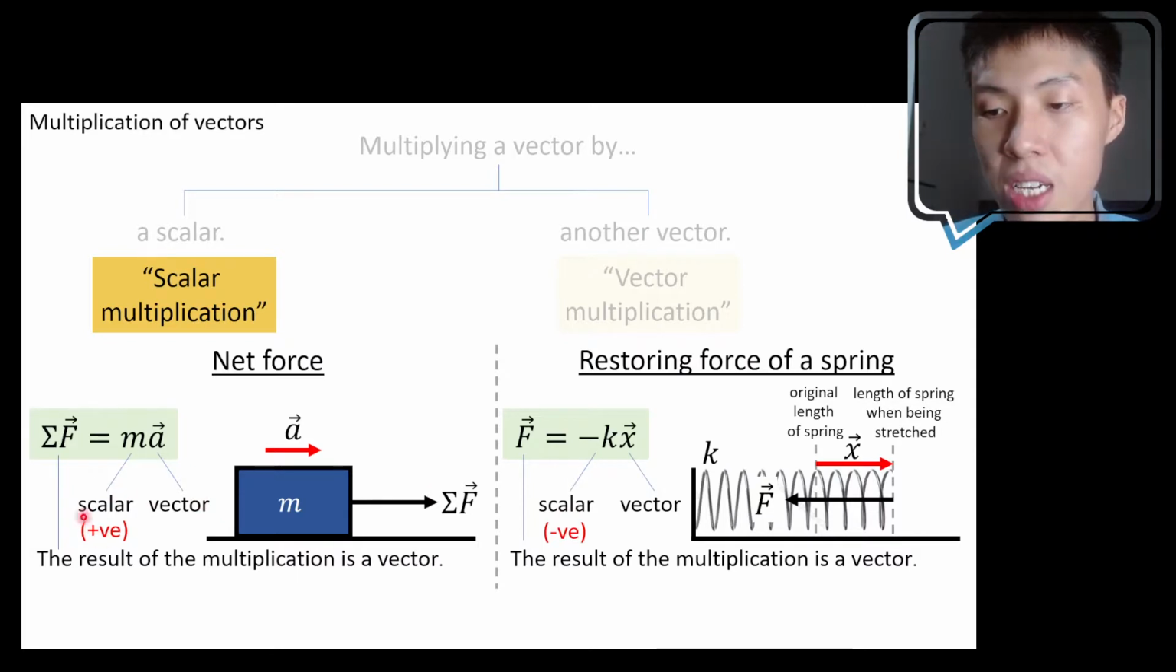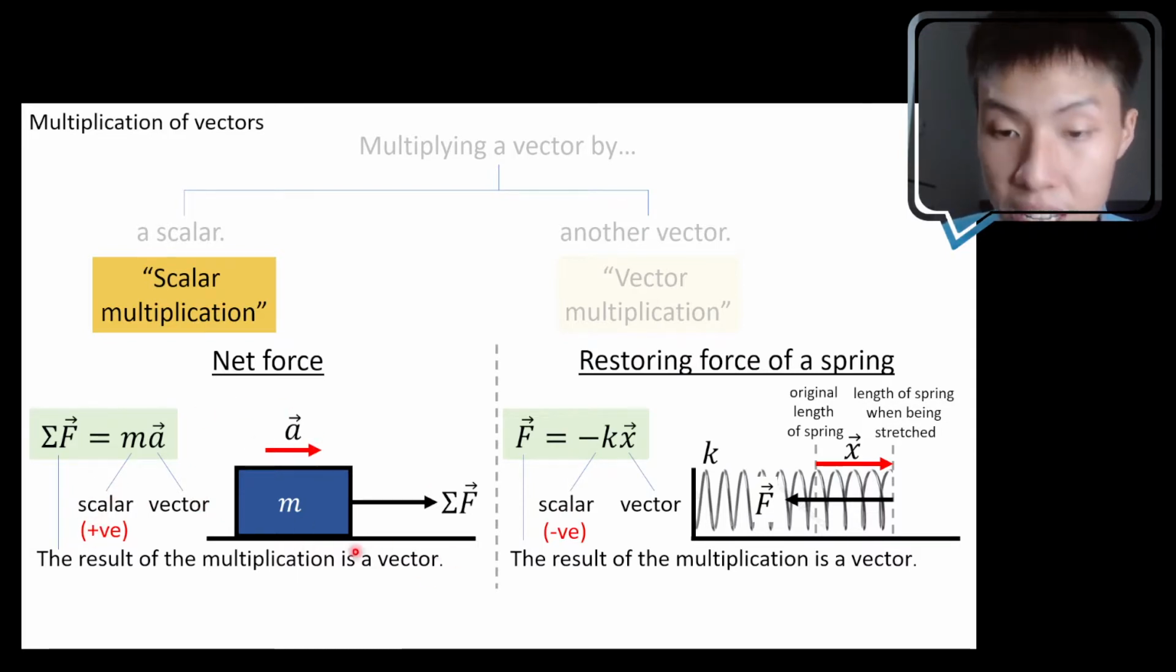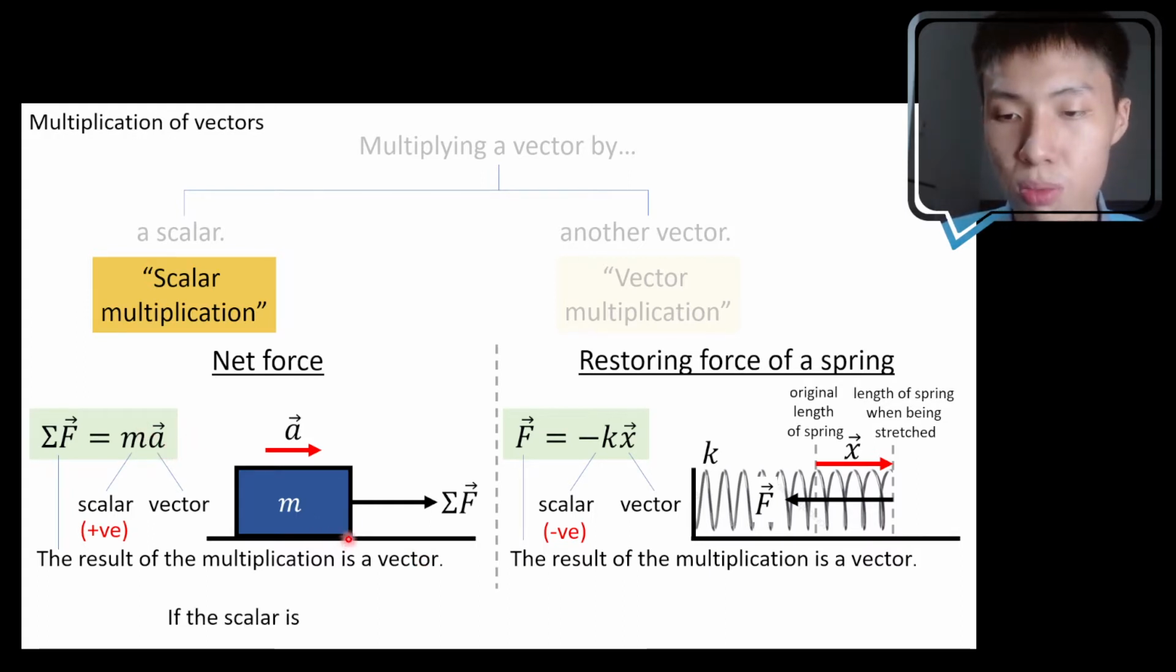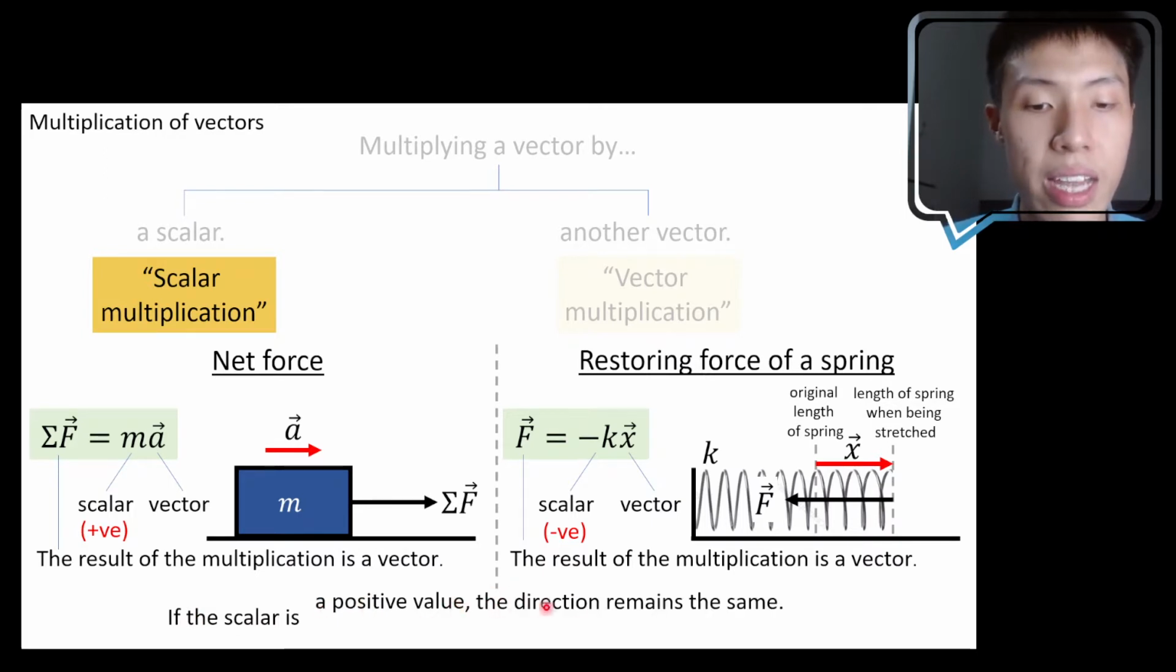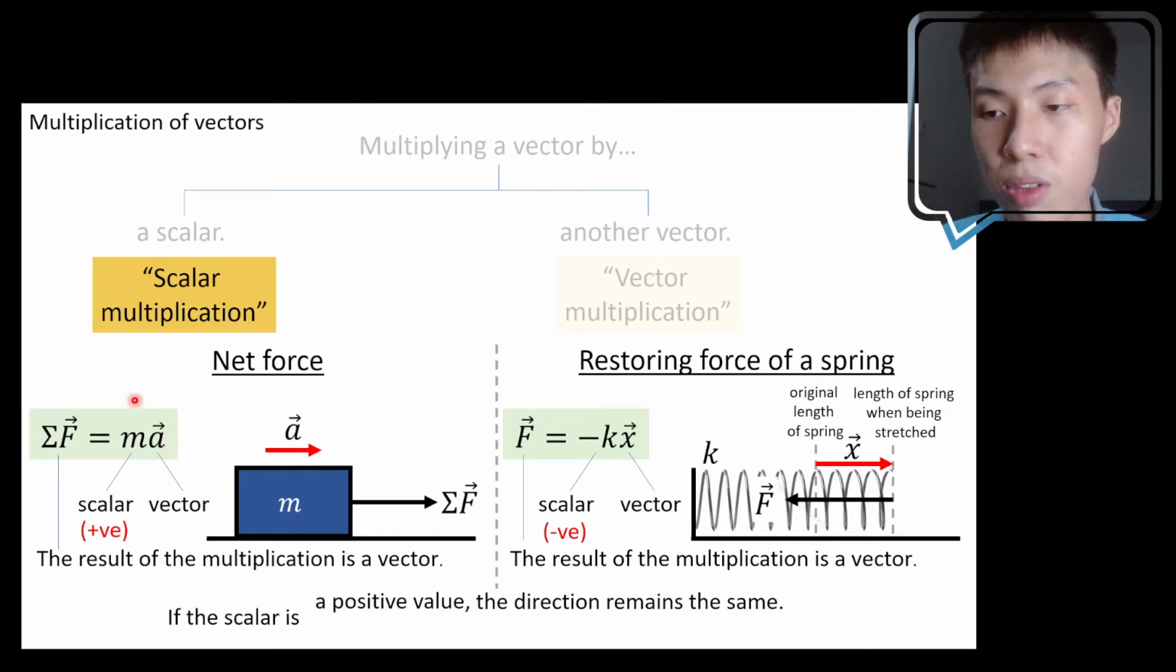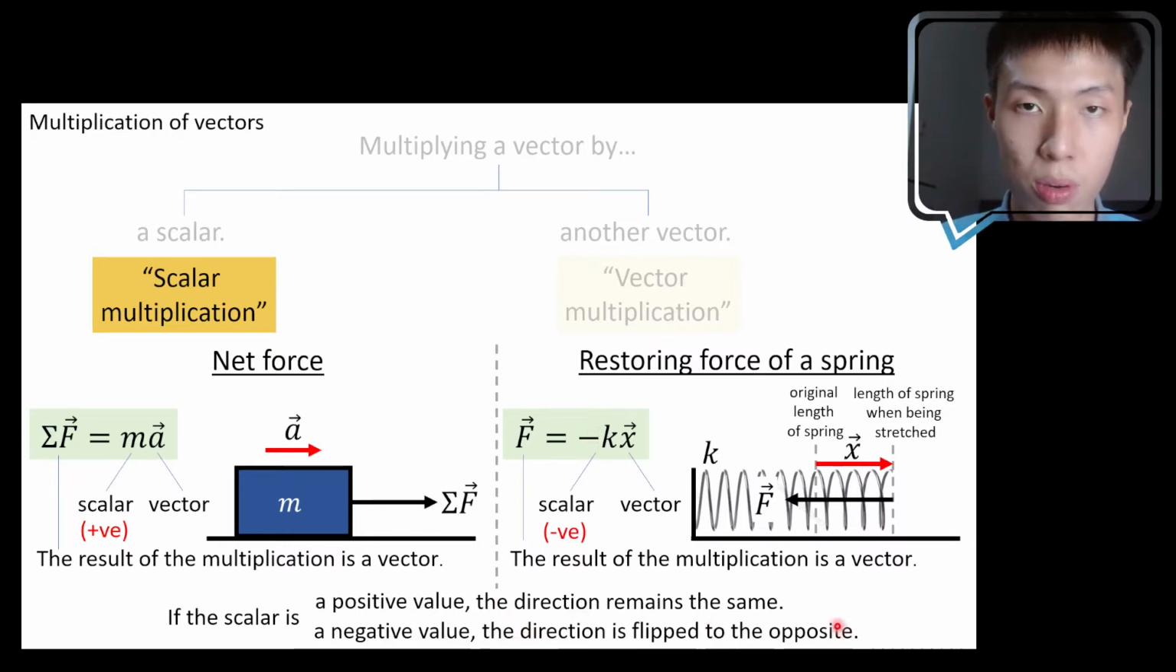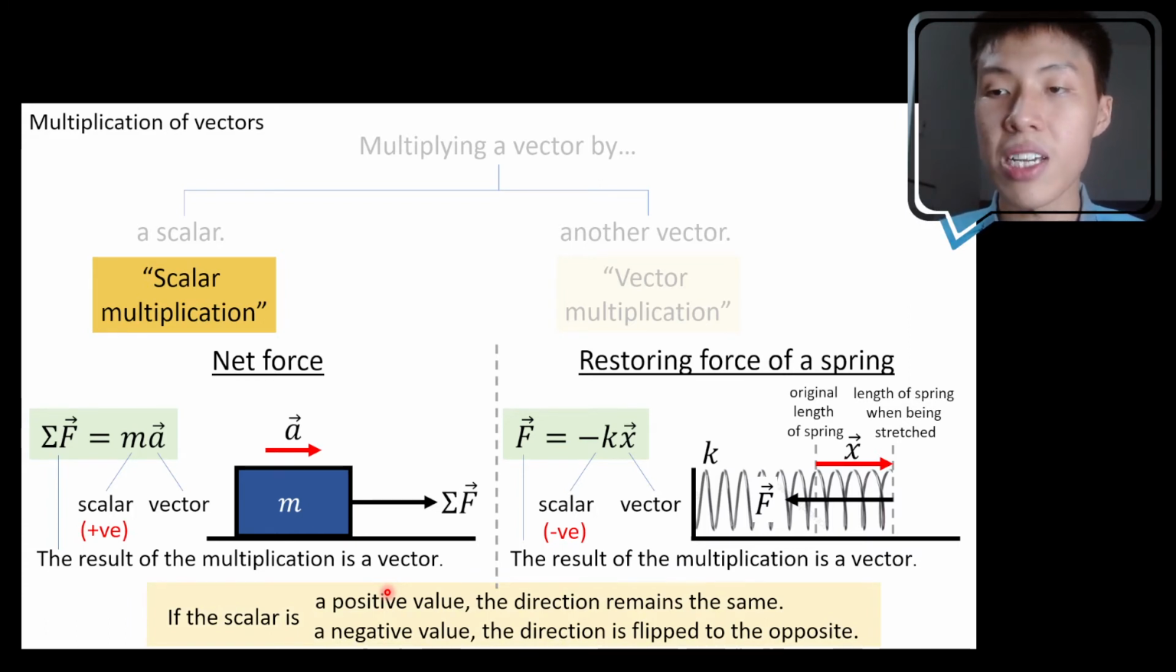So you can see here, if our scalar is positive, the result of the scalar multiplication has the same direction as the initial vector. The conclusion is, if the scalar is a positive value, the direction remains the same. Initially it's pointing to the right, and after multiplication, it's also pointing to the right. If it's a negative value, like this negative k here, then the direction is flipped to the opposite. Initially x is to the right, but after this scalar multiplication, the result will be pointing in the opposite direction, which is to the left. So the positive or negative sign of the scalar is very important for determining the direction of the result of the scalar multiplication. That's a basic overview of scalar multiplication. In the next video, we'll move on to vector multiplication.